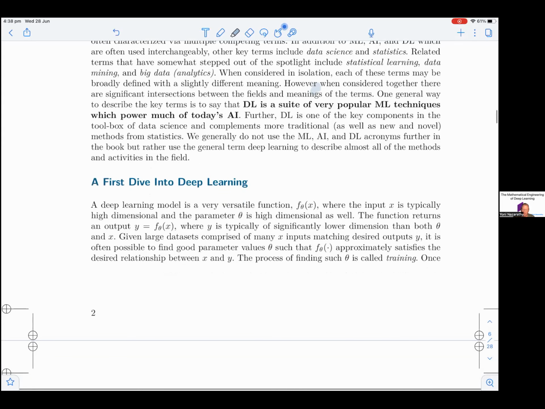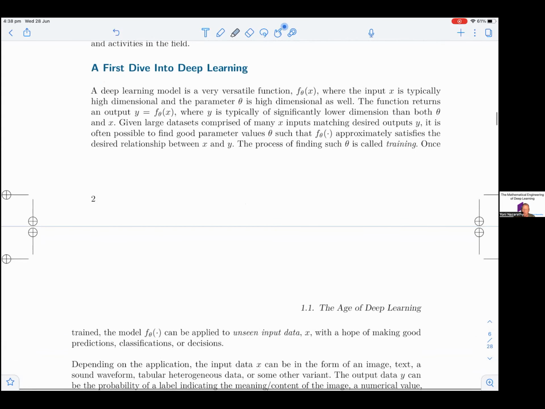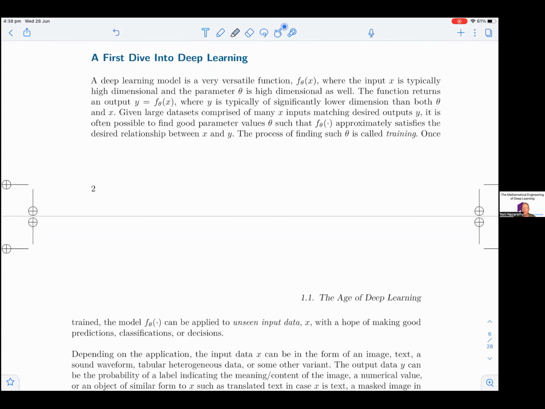A first dive into deep learning. A deep learning model is a very versatile function, f sub theta of x, where the input x is typically high dimensional, and the parameter theta is high dimensional as well. The function returns an output, y, namely y equals f theta of x, where y is typically of significantly lower dimension than both theta and x, typically, but not always.